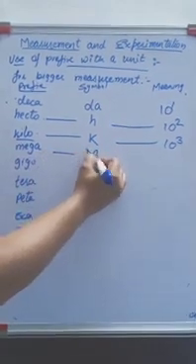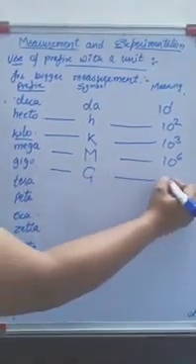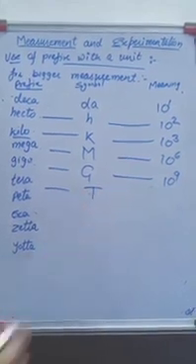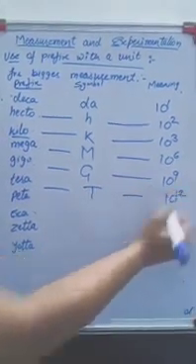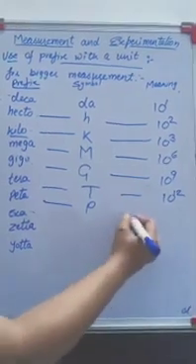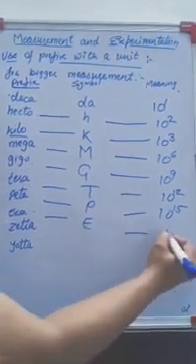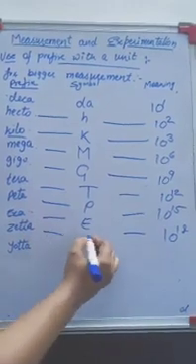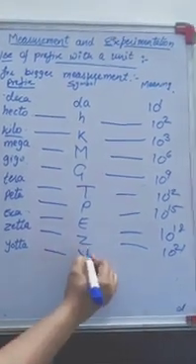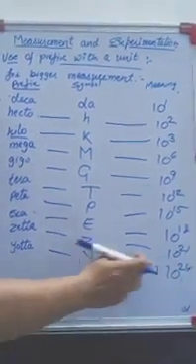Mega, the symbol is M, and its meaning is 10 power 6. Next is giga, capital G, the meaning is 10 power 9. Next comes tera. The symbol is T, and the value is 10 power 12. Next comes peta. Its symbol is P, and the value is 10 power 15. Exa, its symbol is E, and the value is 10 power 18. Zetta, the symbol is Z, and the value is 10 power 21. Last one, yotta. Its symbol is Y, and its value is 10 power 24.